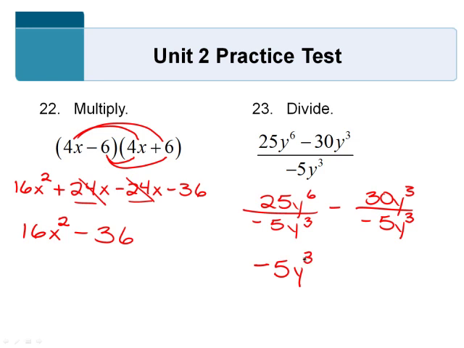Okay? Now, be very careful of signs here. That sign in the middle actually goes with the 30. So negative 30 divided by negative 5 is a positive 6. So be so careful there, very careful. And look at the y cubes. Well, anything divided by itself, they cancel out. So your answer is just those two terms, negative 5y cubed plus 6.